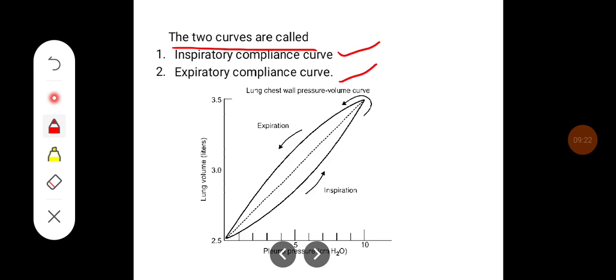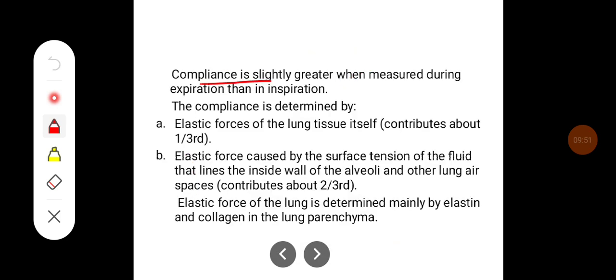And this is the change in the pleural pressure with the increase in the lung volume. If you increase the pleural pressure, the lung volume is going to increase, and if you decrease the pressure, the lung volume is going to decrease with respiration. The compliance is slightly greater when measured during expiration than in inspiration.